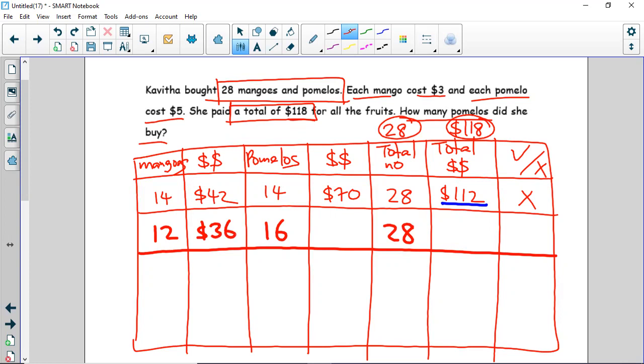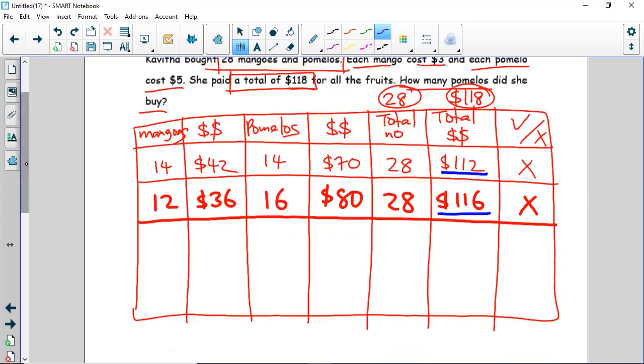And 16 pomelos will be 16 times 5, that will be $80. And you add the money together, that will be $116, right? And it's still a wrong guess, but you can see the total is getting closer to the right total. So which means that you are on the right track. You should be increasing the pomelos and not the mangoes.